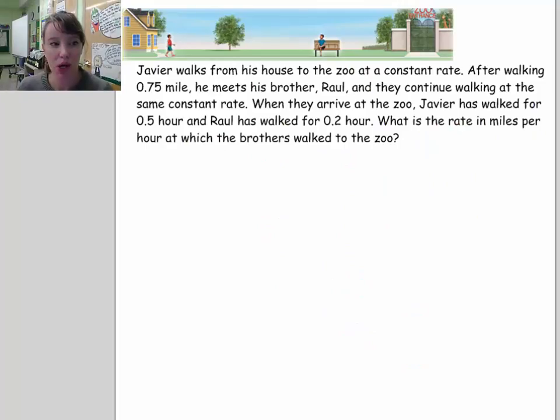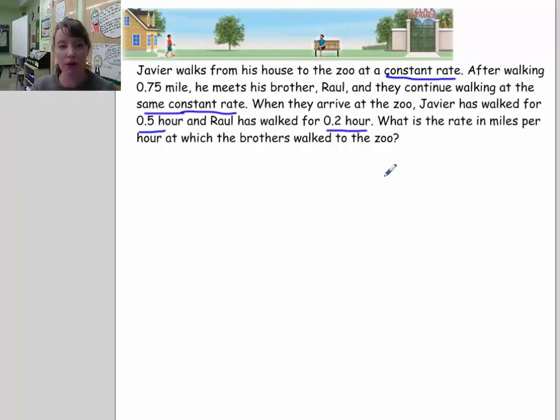Okay, let's deal with a more complicated word problem. All right, Javier walks from his house to the zoo at a constant rate. Okay, so this is important information that he walks at a constant rate. After walking 3/4 of a mile, he meets his brother Raul, and they continue walking at the same constant rate. So this is also important, that this constant rate is the same as this constant rate. After they arrive at the zoo, Javier has walked for half an hour, and Raul has walked for 2/10 of an hour. What is the rate in miles per hour at which the brothers walk to the zoo?